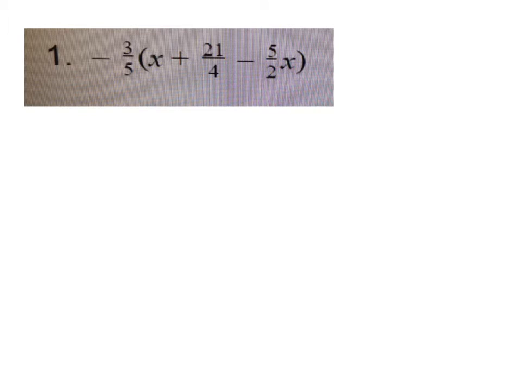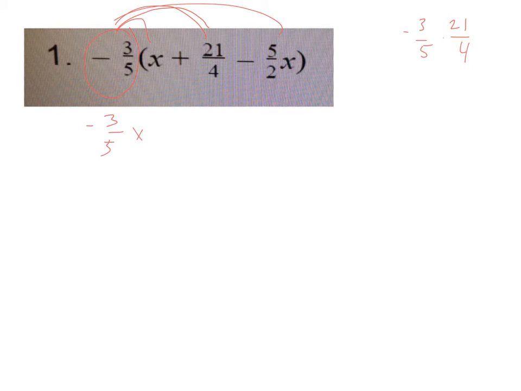So, what you guys have here is negative 3/5 x times the quantity of x plus 21 over 4 minus 5 over 2x. And what happens here is you guys actually have to distribute this negative 3/5 to every single term. So, negative 3/5 times x is just negative 3/5 x. You guys should be able to do that with no problem. But then when you do negative 3/5 times 21 over 4, you might actually have to write off to the side what that's going to come out to be.